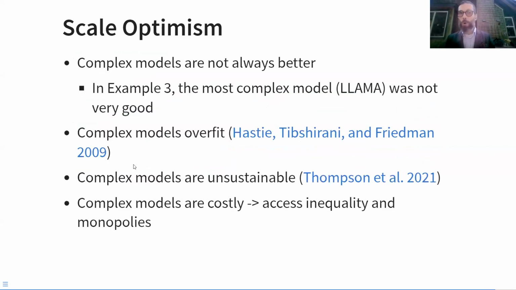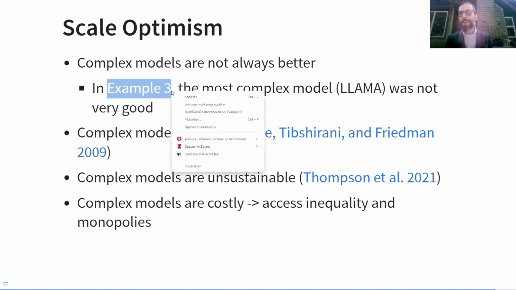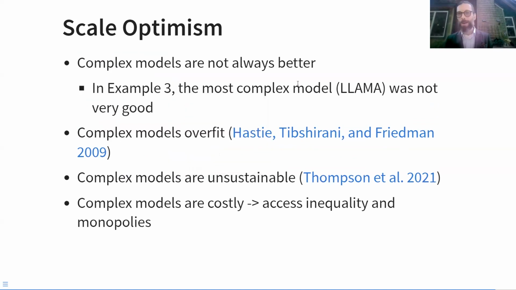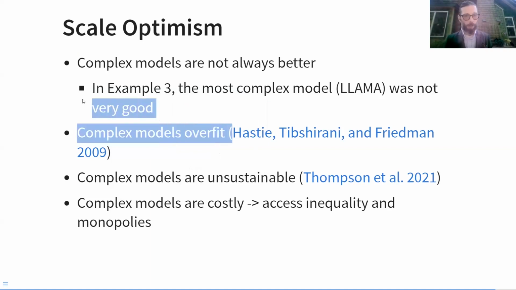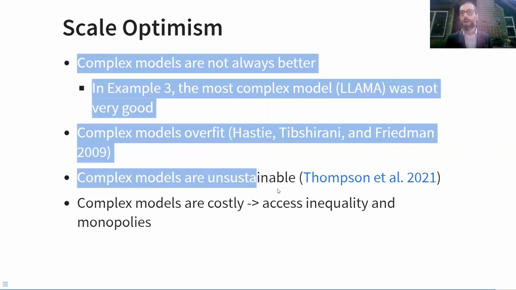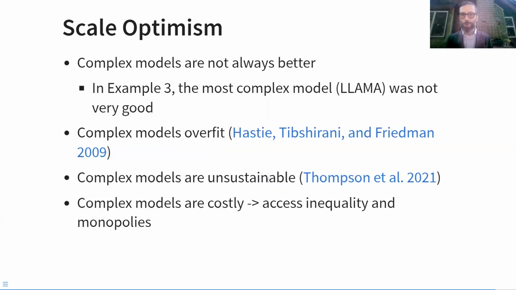So as I explained before, I'm also not a scale optimist, as evidenced by our third study that I presented. Complex models are not always better. The most complex model here, Llama, performed very poorly. And this is in part because complex models tend to overfit the data and therefore generalize poorly. Moreover, complex models are less sustainable. There's a large environmental cost to querying complex models, which also makes them costly and thereby drives access inequality and monopolies. So as scientists, we might want to build smaller fit-for-purpose models.